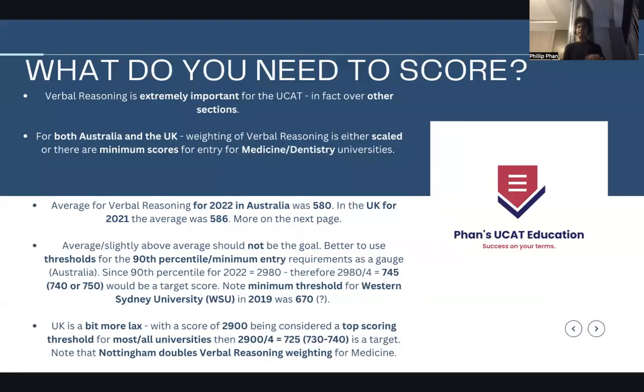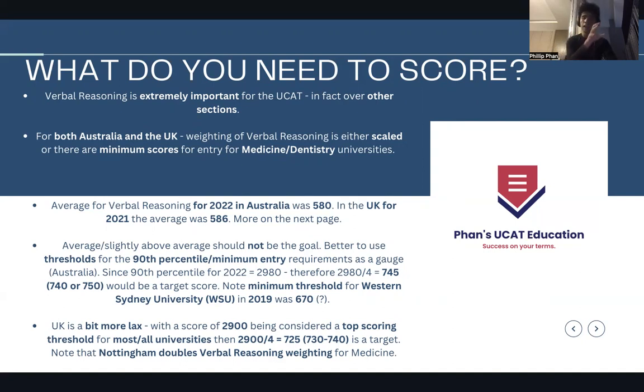All right, now here's the actual juicy part. What do you need to score? It's very important to consider what you need to score for the UCAT, and in fact it's more important than for other sections. You're going to notice, especially for Australian students, that verbal reasoning has more precedence over other sections when it comes to at least one particular medicine university, which I'll talk about.